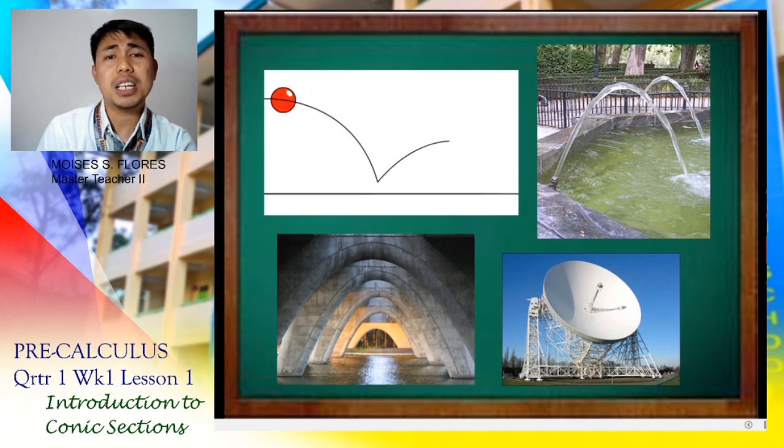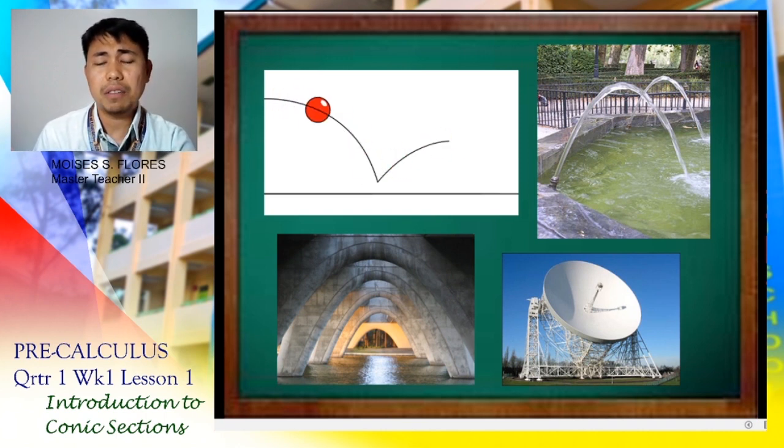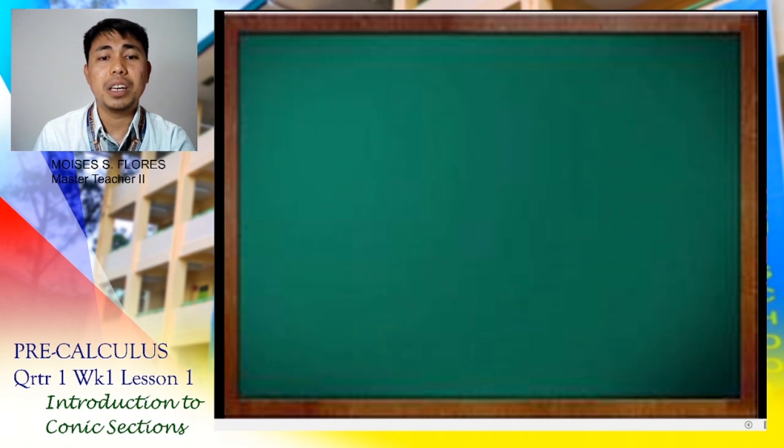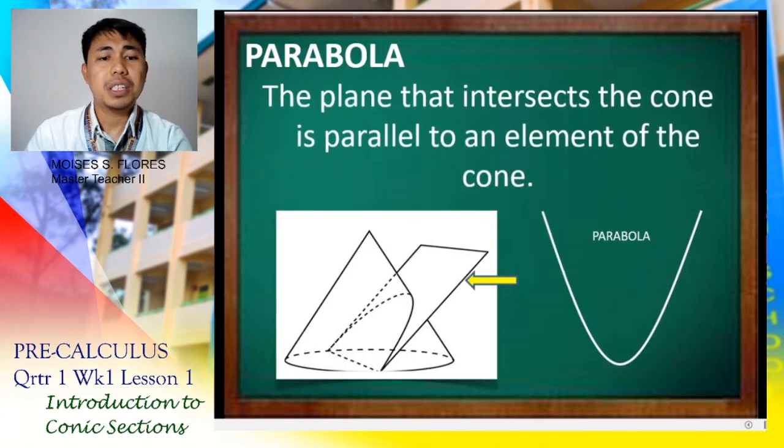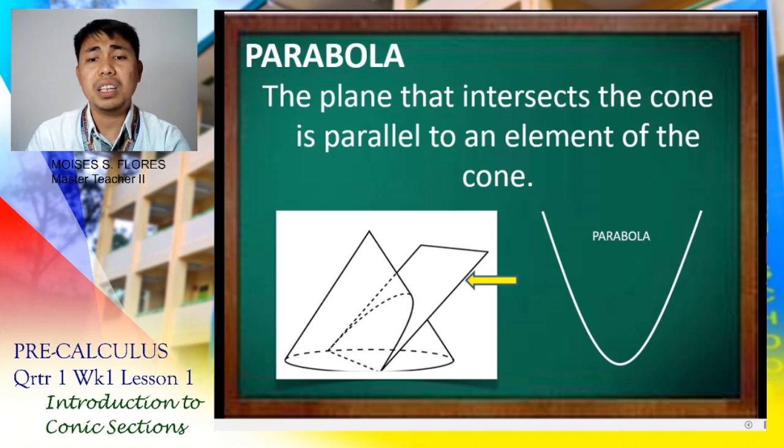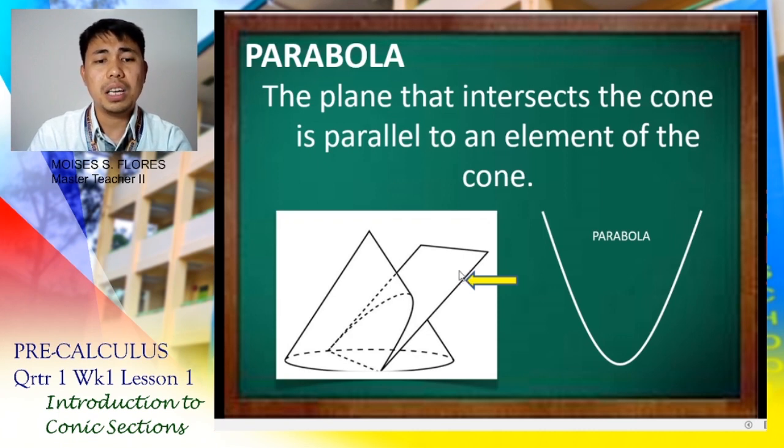Now the question is, how do parabolas form? Take a look at this diagram. Parabolas are formed once the plane that intersects the cone is parallel to an element of the cone. Take a look at this diagram. We have here the plane. The plane intersects only one cone to form an unbounded curve.